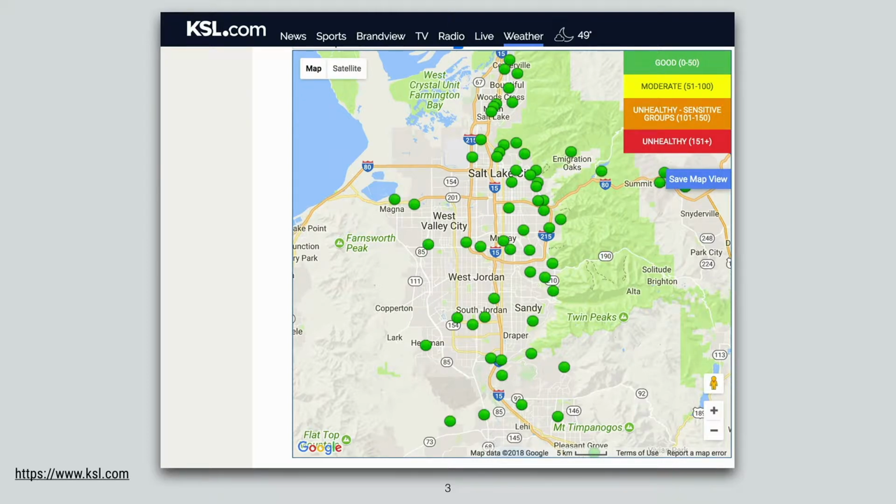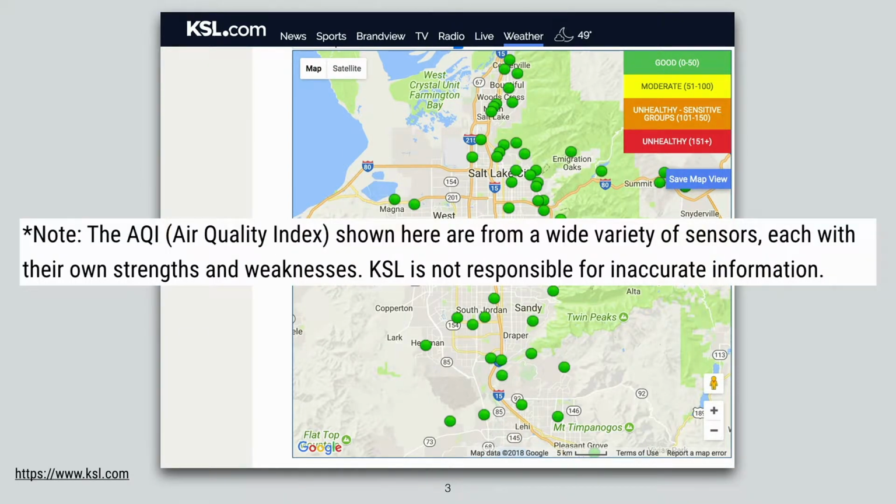So when providing visualizations that combine different sensor networks of different accuracy, the result is something like this here, where the creator of the visualization has to add a disclaimer saying, the air quality index shown here are from a wide variety of sensors, each with their own strengths and weaknesses. KSL is not responsible for inaccurate information. So unfortunately, citizens looking at such visualization do not know the accuracy of the sensors because neither strengths or weaknesses are visually articulated in the visualizations. So this is what we have.